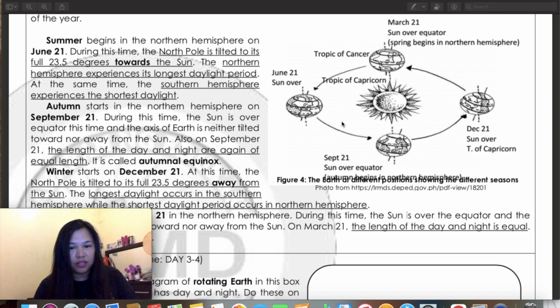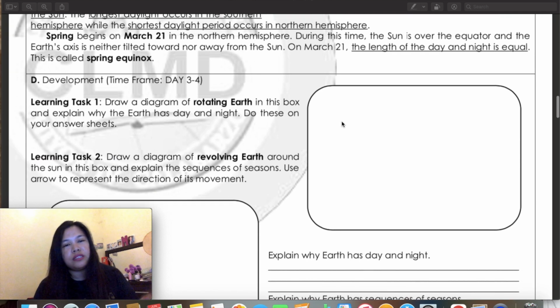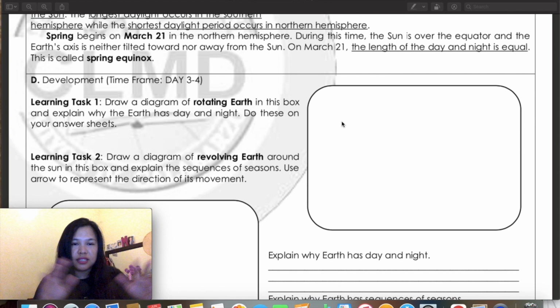Okay? So, the spring begins on March 21 in the Northern Hemisphere. During this time, the sun is over the equator and the Earth axis is neither tilted toward nor away from the sun. On October 21, the length of the day and night is equal.